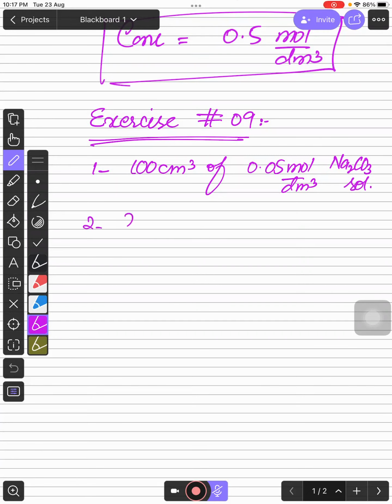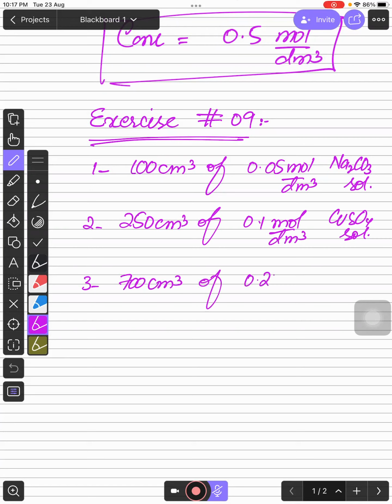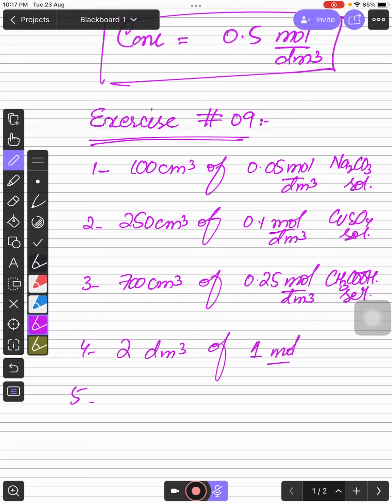Now, if you have 250 centimeter cube of 0.1 mole per decimeter cube copper sulfate solution, and if you have 700 centimeter cube of 0.25 mole per decimeter cube ethanoic acid solution, तो आप क्या करेंगे? और एक सवाल और दो सवाल हम डेसीमीटर क्यूब वाले भी कर लेते हैं. You have 2 decimeter cube of 1 mole per decimeter cube.